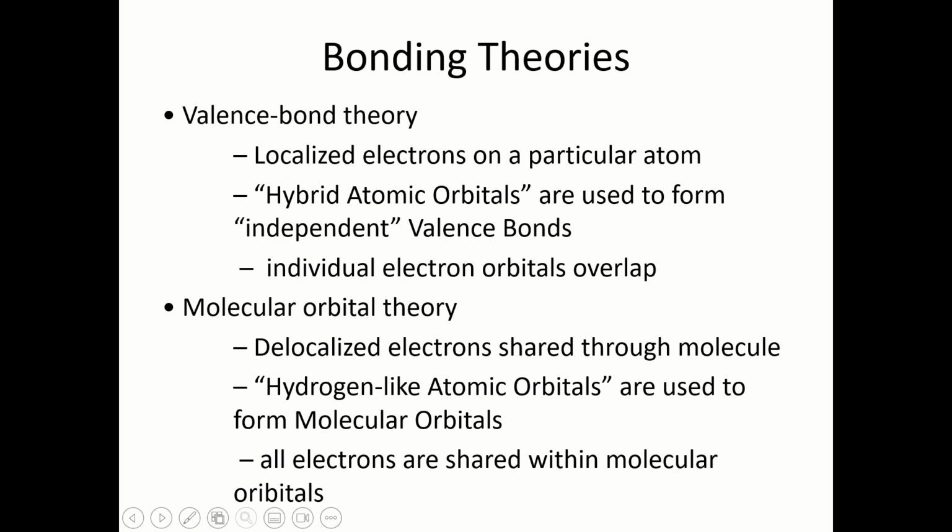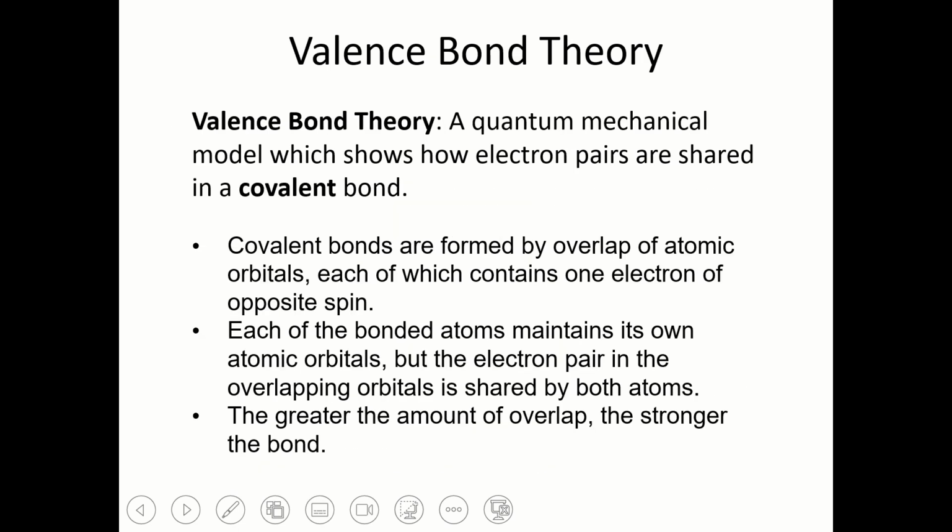So now we're going to focus on valence bond theory. Valence bond theory is a quantum mechanical model that shows how electron pairs are shared in covalent bonds. And so we're going to see overlap between atomic orbitals, and that overlap is going to represent the covalent bonds.